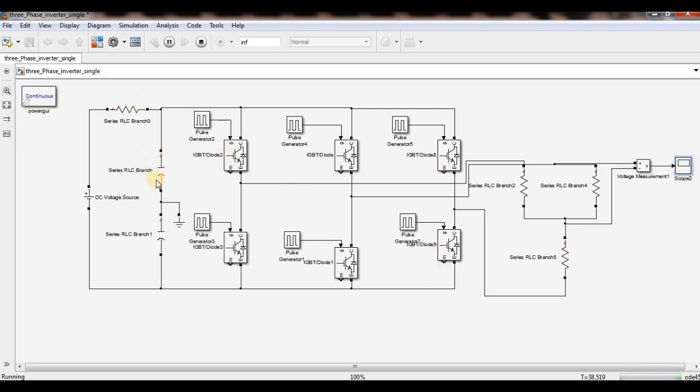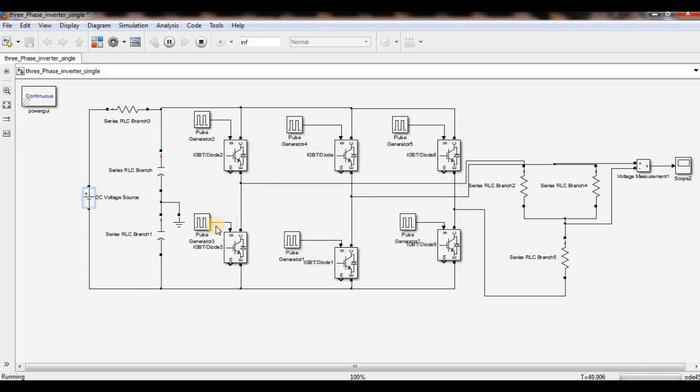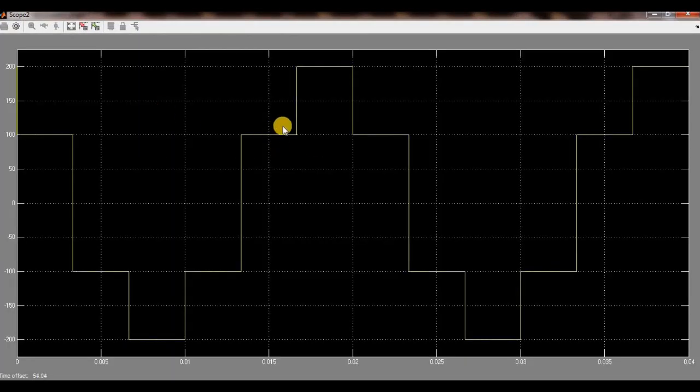So this capacitor will come into the picture, and whatever voltage is across the capacitor will be my output. In that case, I applied 300, so 150 I can get in positive and 150 I can get in negative. But here it is not 150. See, up to 200 I am getting.